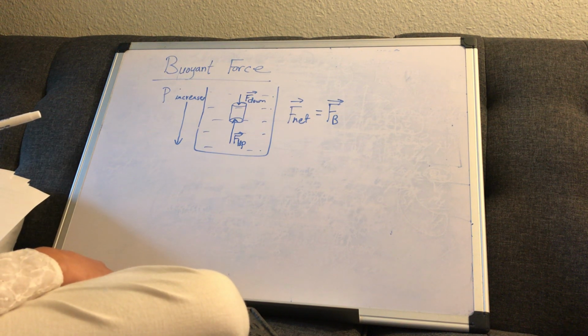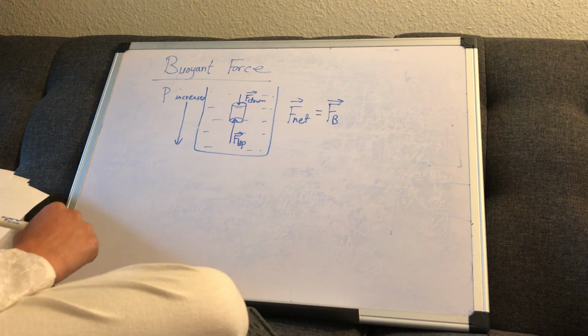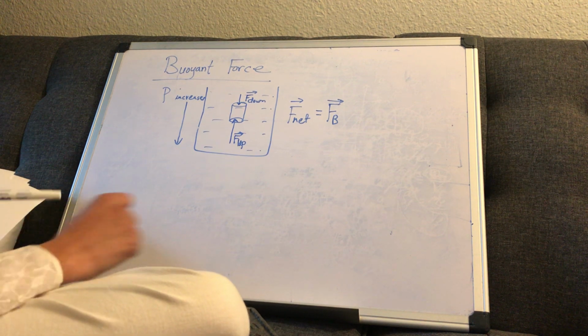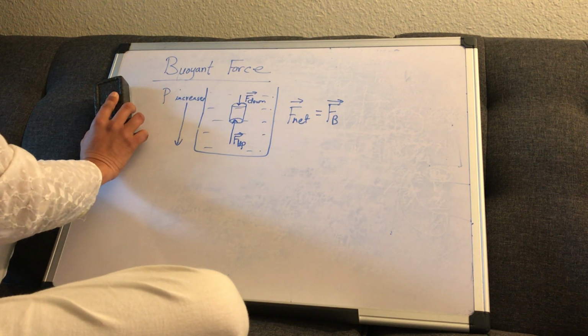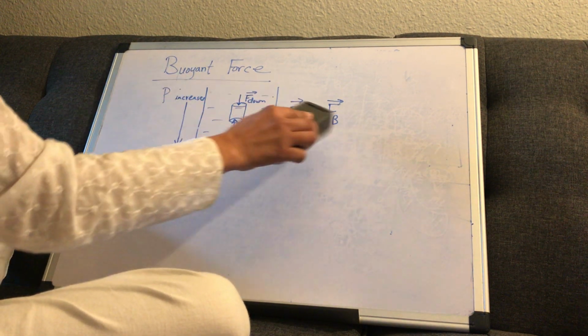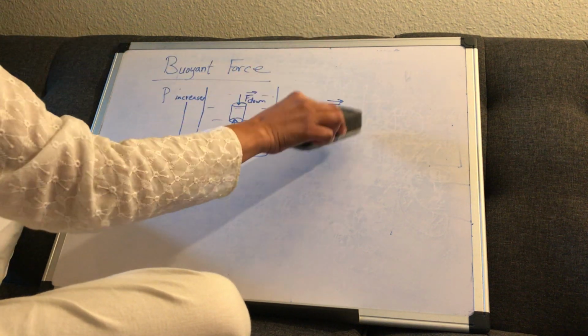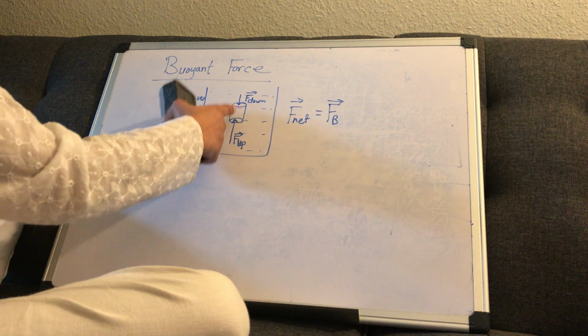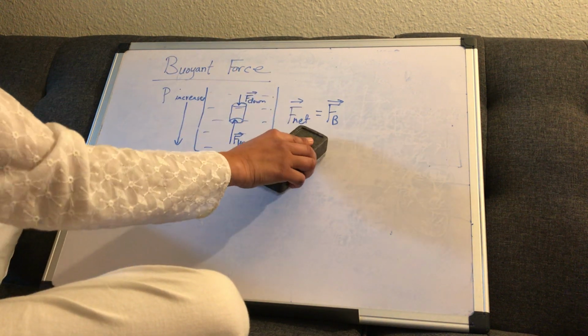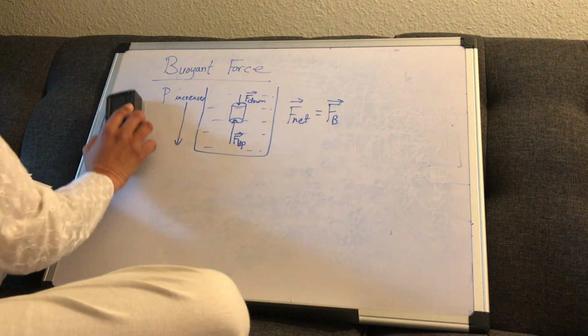Any questions here? If you have any question, please do post it in the course discussion section. Please note that the direction of this buoyant force is upward, because this upward force is greater than the downward force, so the net force must be pointing upward.